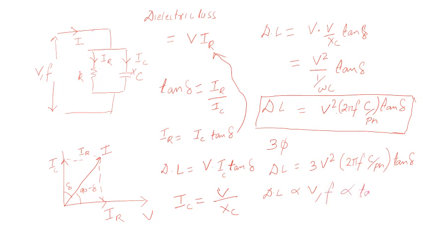Remember, this delta is the angle. If delta is a very small angle, then tan of a small angle will be very small. So for a very small angle, dielectric loss will be directly proportional to the delta value. Remember this. This is in radians.